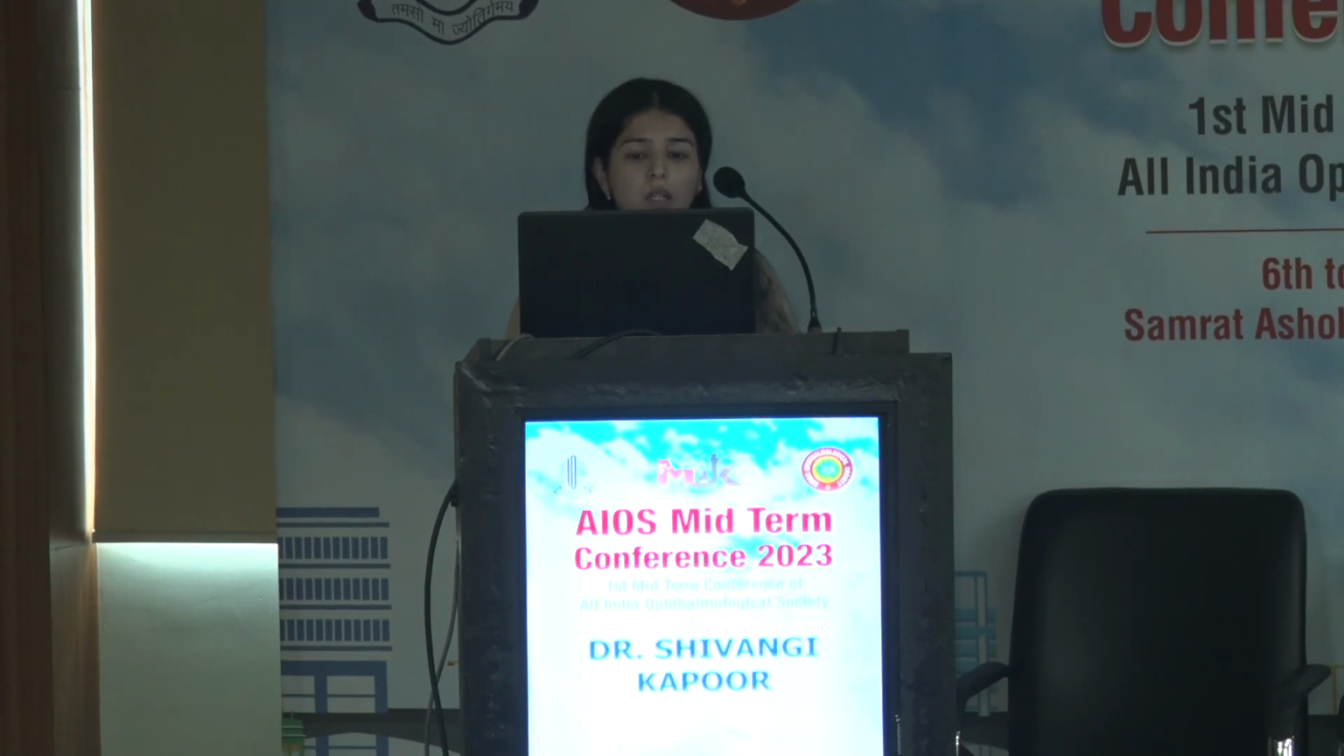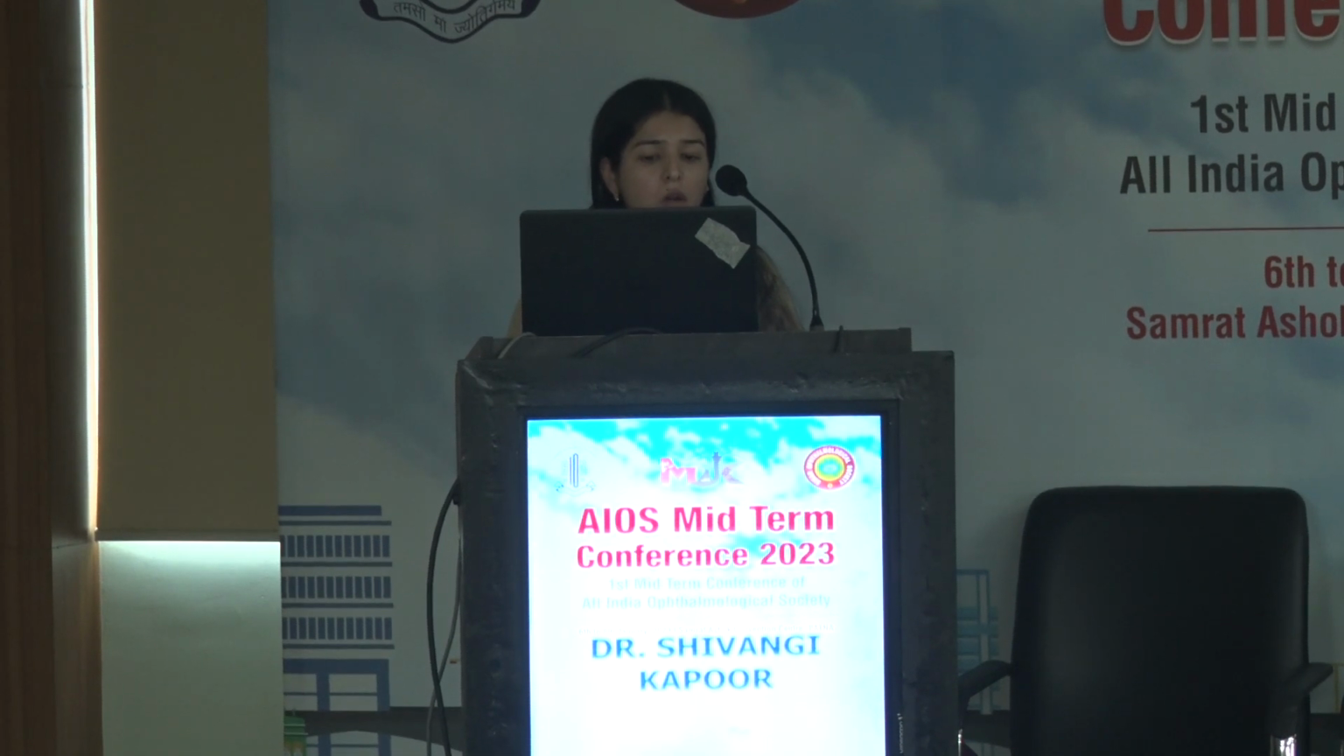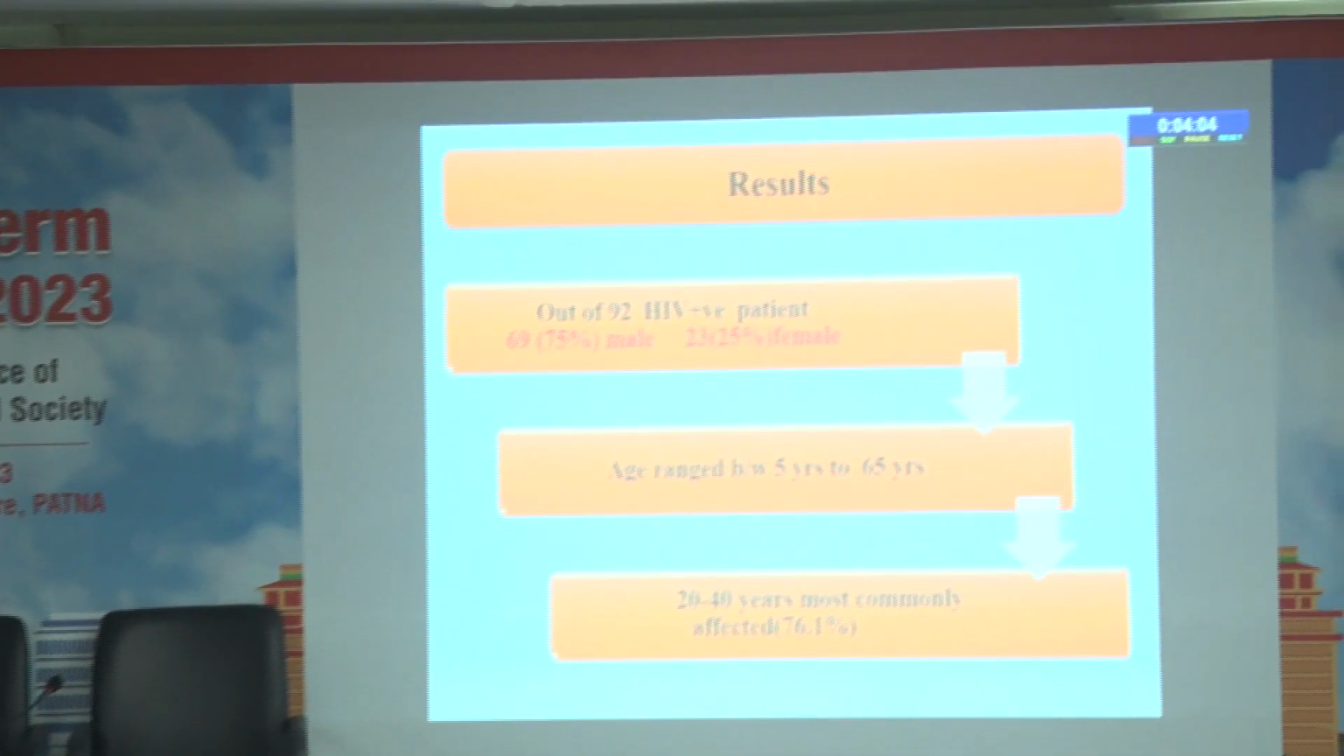So the aim of the study is to document the various ocular manifestations in HIV/AIDS patients at a tertiary eye care center. The study was conducted between January 2014 and December 2020. The total number of patients included in our study was 92. Most of the patients had been diagnosed with HIV infection and were referred to us for evaluation of their ophthalmic status. Clinical profile, demographic characteristics, ocular and systemic evaluation were done, and a detailed ocular examination was done. Diagnosis was established by ELISA and Western blot method.